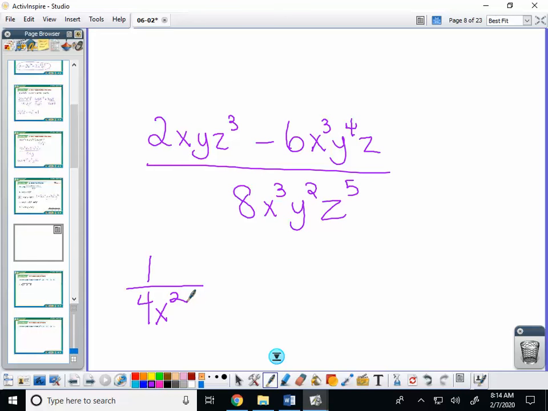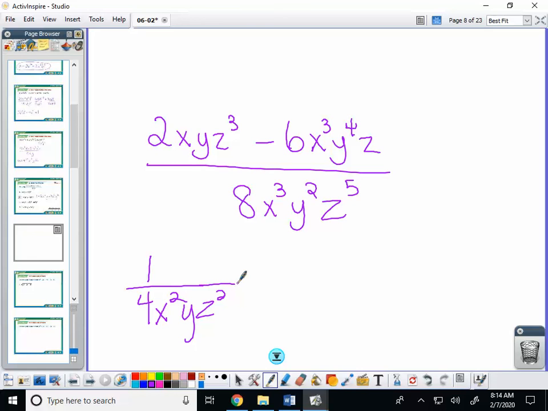For my y's, 1 minus 2 is -1, so where will that put y? In the bottom. Okay. And again, isn't 2 bigger than 1? So I know that it's going to go in the denominator. Z cubed divided by z to the 5th is z to the 2nd. 3 minus 5 is -2. So where will z squared go? On the bottom. Okay. That is one term.